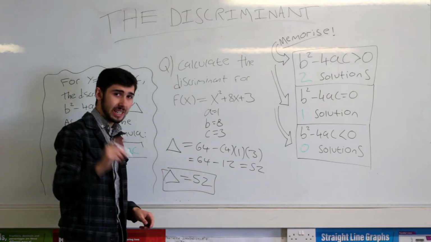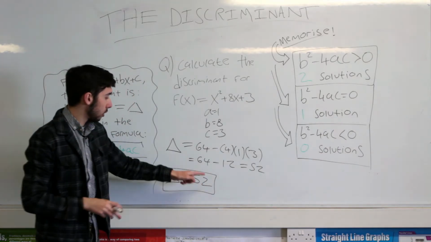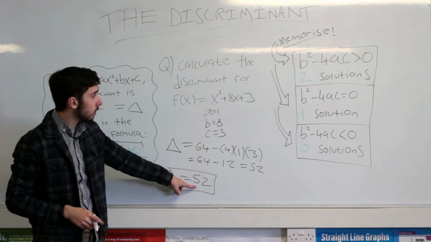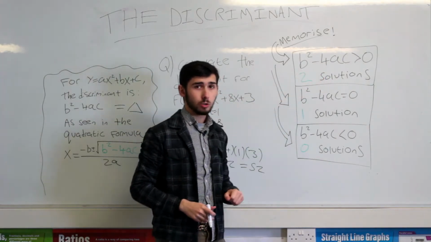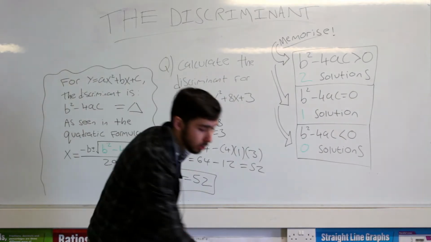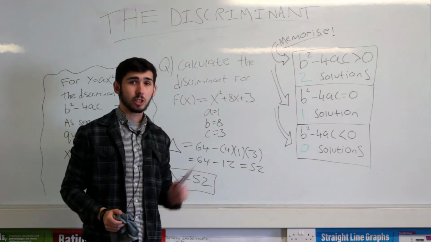The answer is 2, because the discriminant, which is 52, is clearly greater than 0, so we will have two solutions. So I'm just going to rub some stuff off the board and I'm going to sketch this graph to show you.